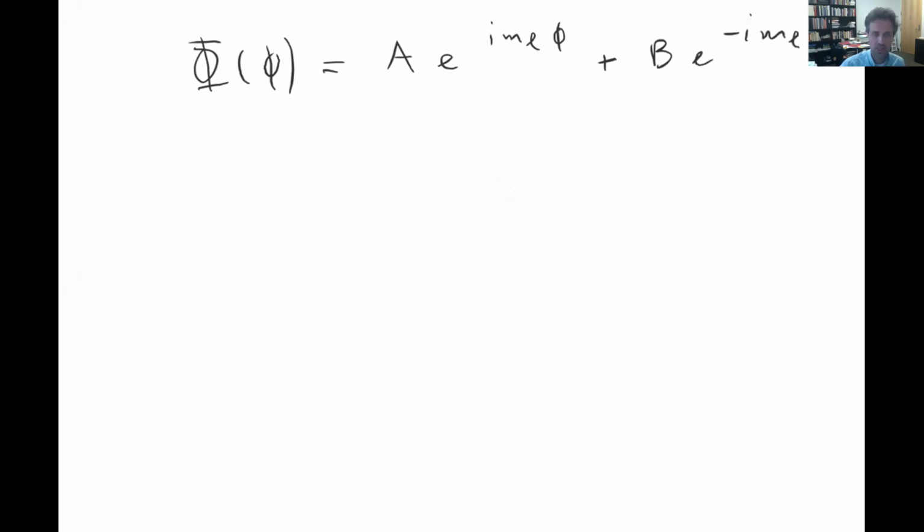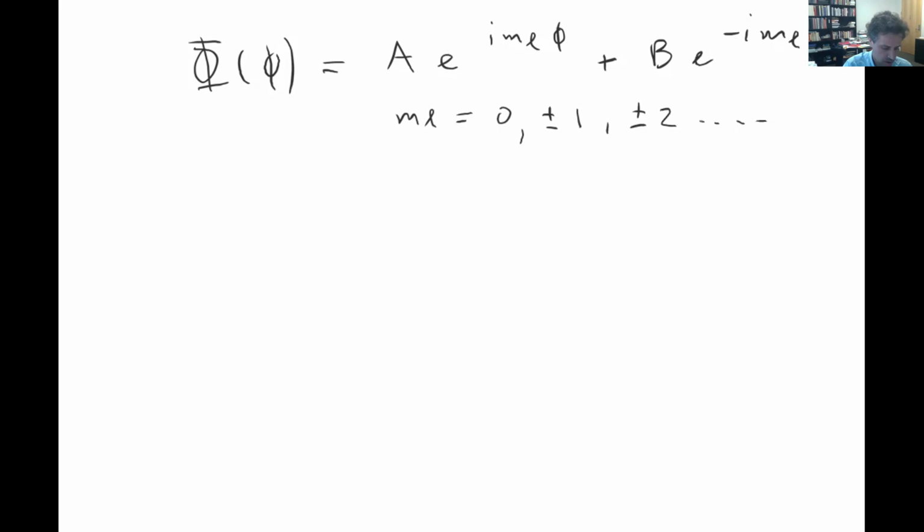So this is my general expression for the wave function. Okay, but now I have a condition on ML. ML must be 0, plus or minus 1, plus or minus 2, and so forth. So yes, ML serves the same function as K. It is the quantum number for the particle on the ring.